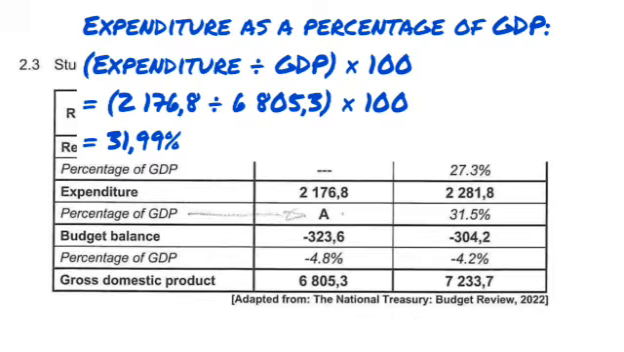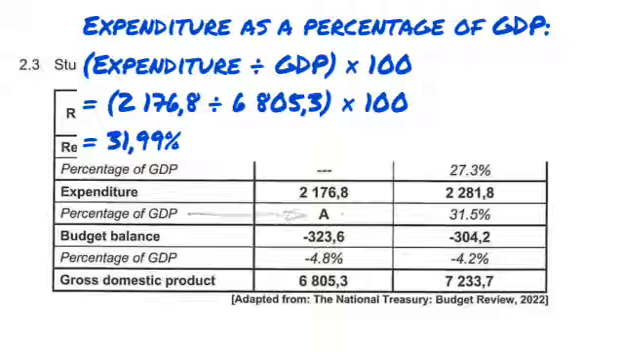So you see the expenditure as a percentage of GDP, it's expenditure divided by GDP multiplied by 100. So our expenditure, we see there is 2,176.8 divided by our gross domestic product of 6,805.3, and you multiply the whole thing by 100 for it to be converted to a percentage, and that's going to give you 31.99%. Even if you round it to 32%, you would still be correct.